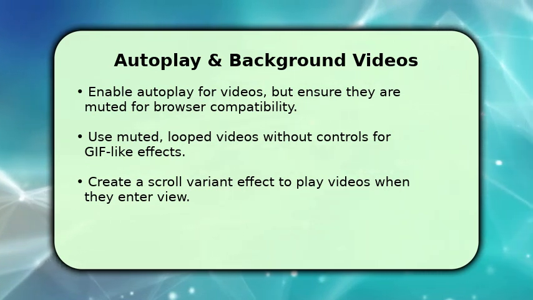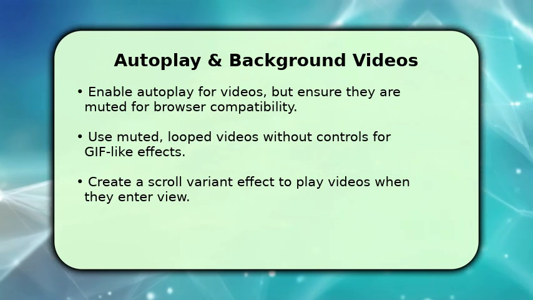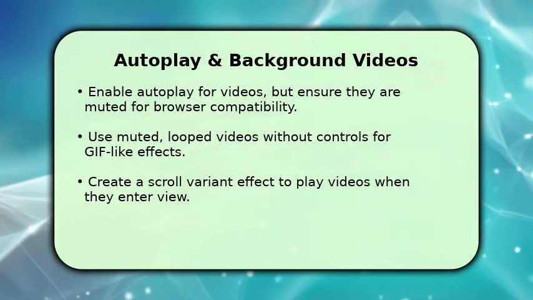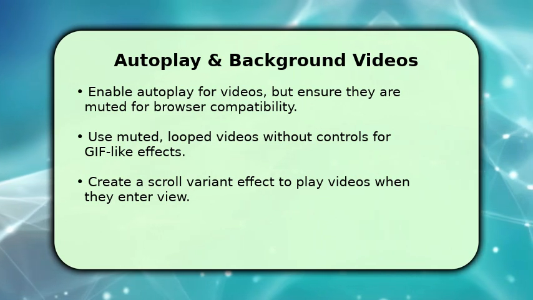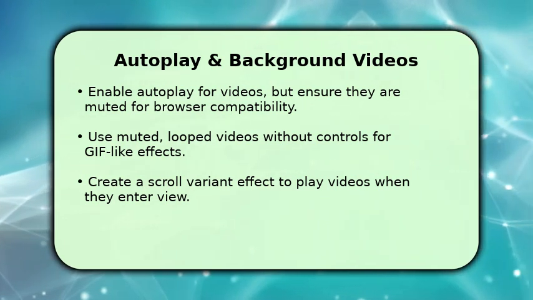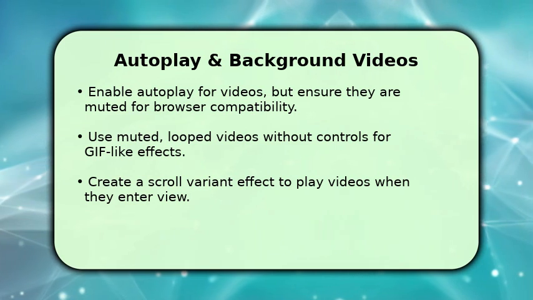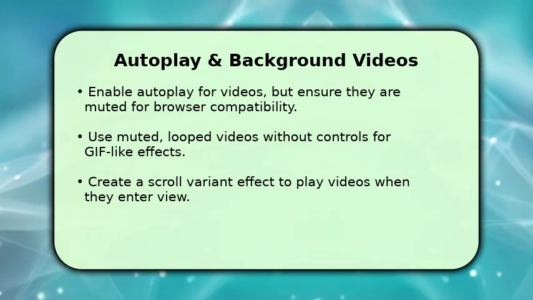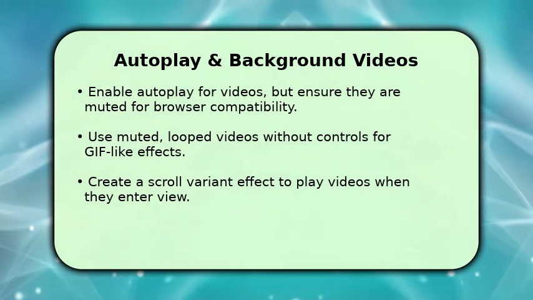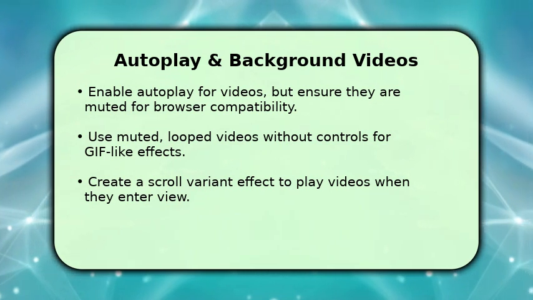To make videos play only when visible, wrap your video in a component, create paused and playing variants, and apply a scroll variant effect with layer in view as the trigger. For background videos, place them in a frame and adjust their z-index to ensure they sit behind your main content.